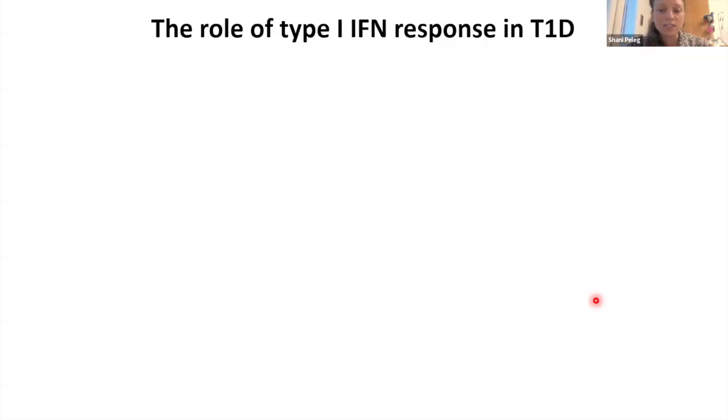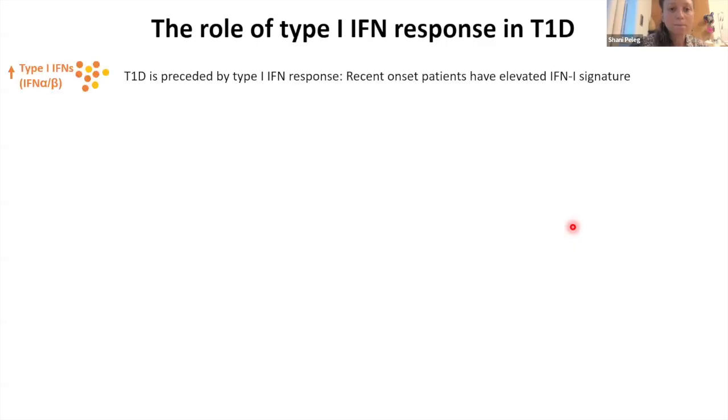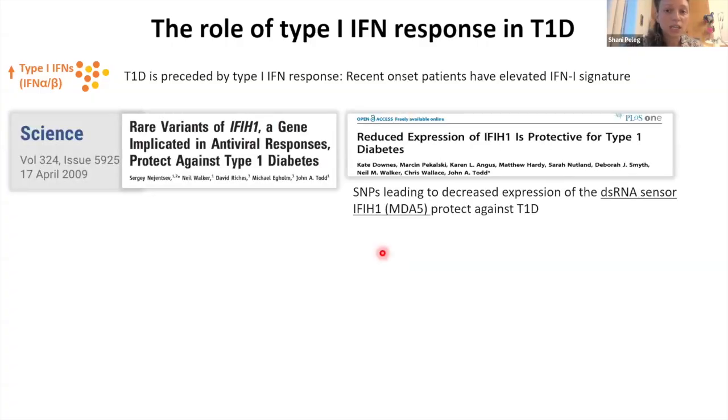So there's accumulating evidence that shows that there's an important role for the type 1 interferon response that precedes type 1 diabetes. For example, recent onset patients have elevated type 1 interferon signature in their blood and in their islets. In addition, GWAS studies have found an association between polymorphisms in Th1, which is a double-stranded RNA sensor that activates the type 1 interferon response, and type 1 diabetes. They found that gain-of-function polymorphisms in Th1 are associated with increased susceptibility to type 1 diabetes, and loss-of-function mutations are protective for type 1 diabetes.